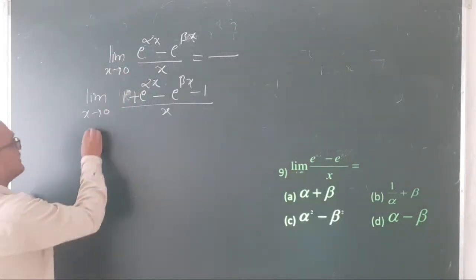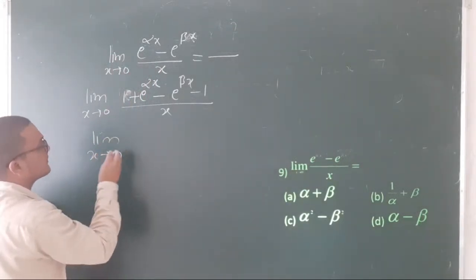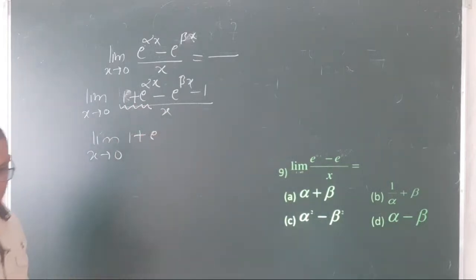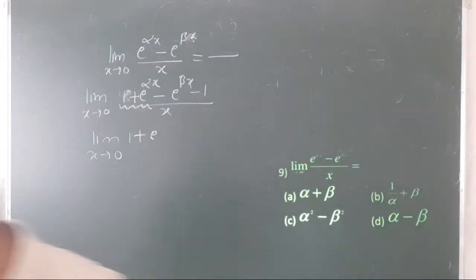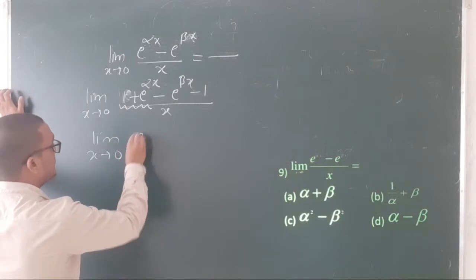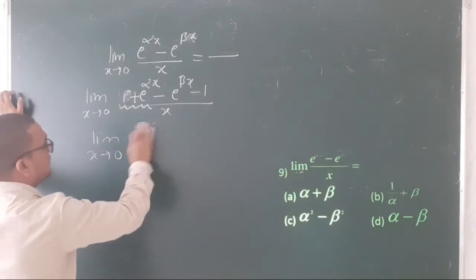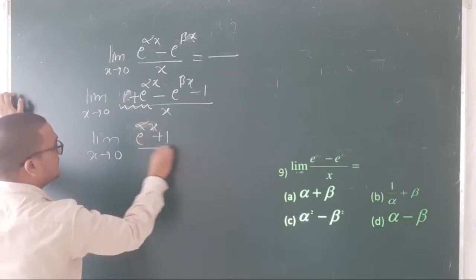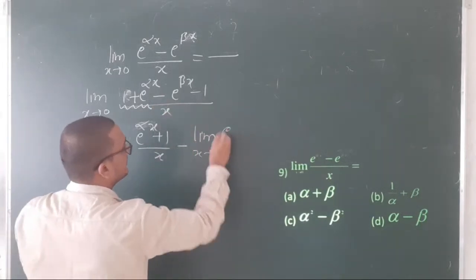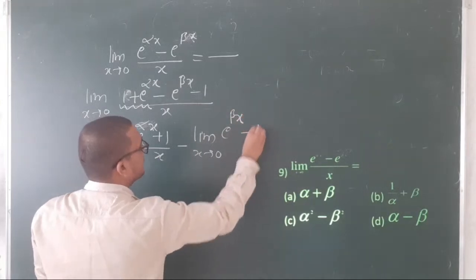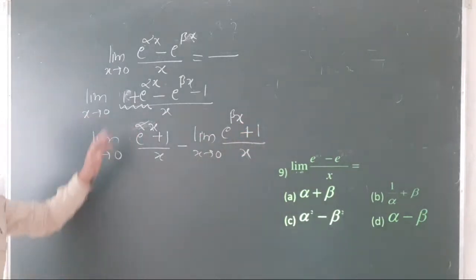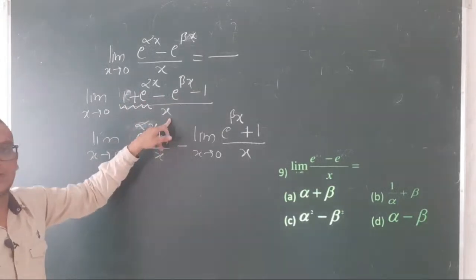Okay. Now separate it. Limit x tends to 0, see this one part, that is e to the power alpha x minus 1 upon x, minus limit x tends to 0, taking minus in common here, e to the power beta x minus 1 upon x. So I have separated these two terms with this denominator.